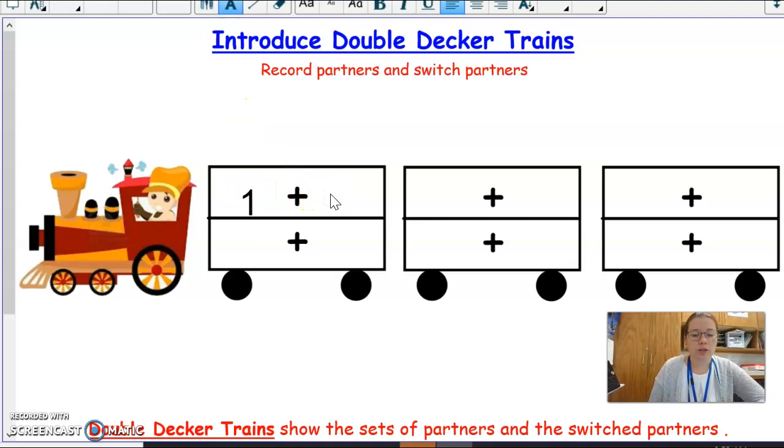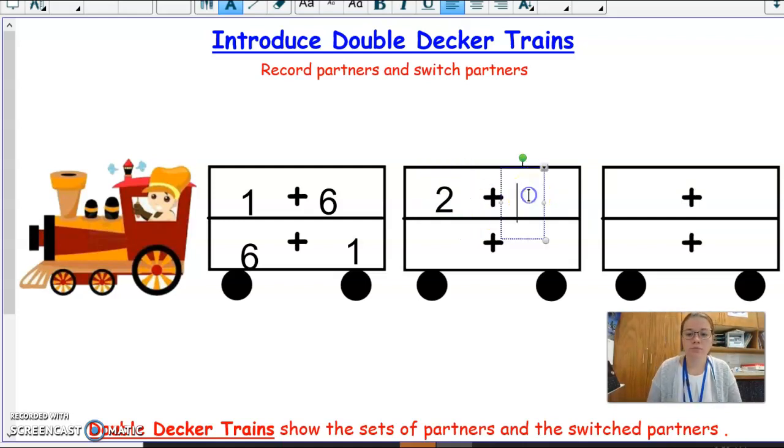So 1 partners with, what's 1 less than 7? 6, good. Now if we were to switch these partners, right now it says 1 plus 6. We want it to say 6 plus 1. Good. Now we used 1, let's use 2. What partners with 2 to get us to 7? You're right, it's 5. So right now our equation says 2 plus 5. If we switch those partners, it would say 5 plus 2.